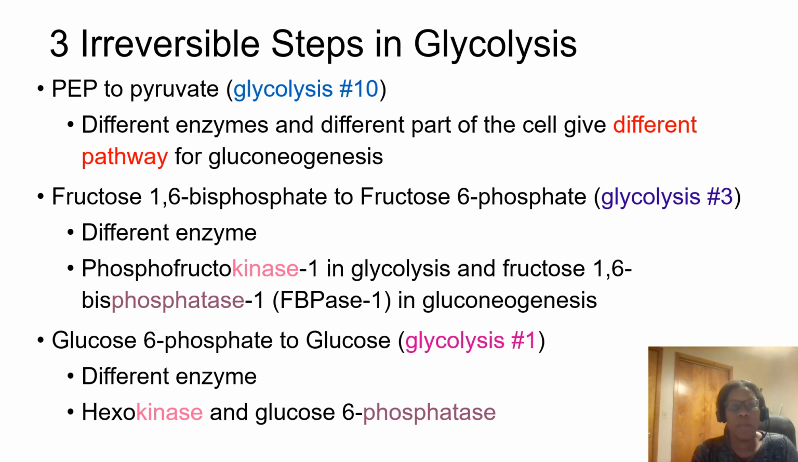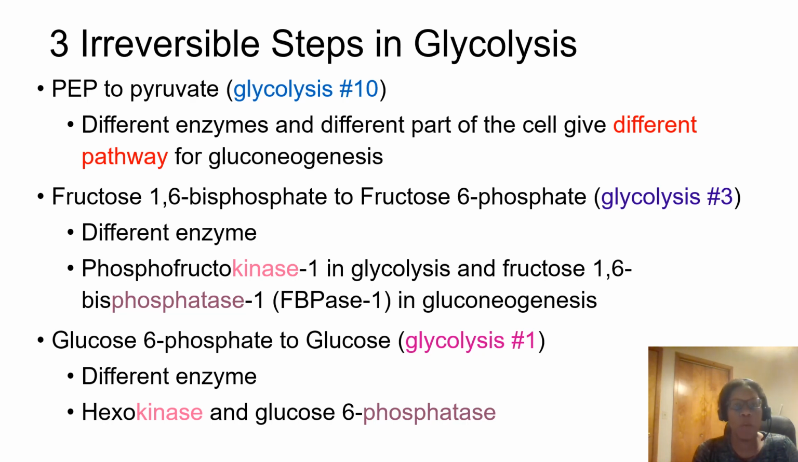The first step that is irreversible is the conversion of PEP, or phosphoenolpyruvate, to pyruvate. It's the last step in glycolysis. It utilizes different enzymes in a different part of the cell that give a different pathway for gluconeogenesis. It's a pretty roundabout and complex pathway to get from pyruvate to PEP, so we'll spend a little time on that. The next irreversible step in glycolysis is the conversion of fructose 1,6-bisphosphate, or F16BP, to F6P. That's the third step in glycolysis. We'll utilize a different enzyme for that.